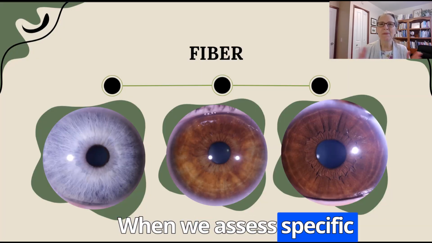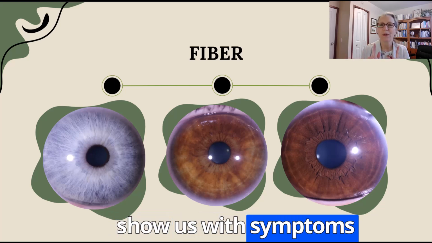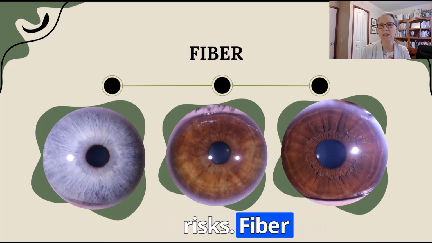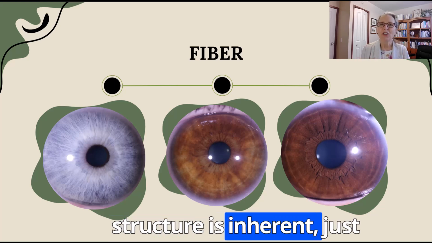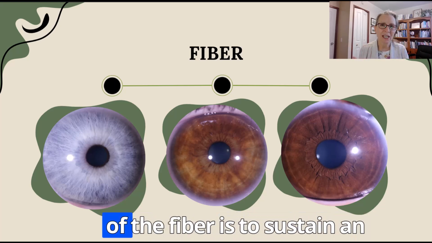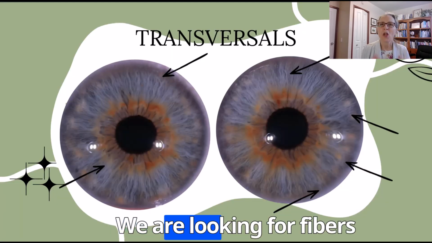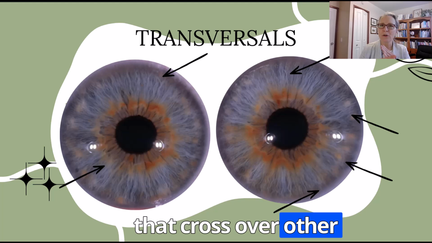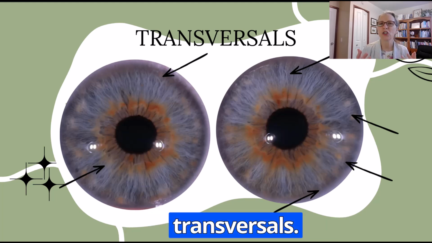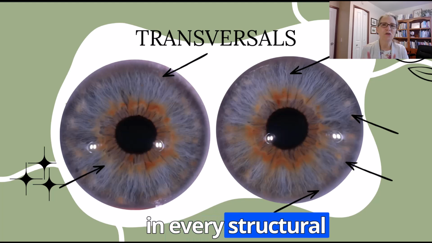When we assess specific fiber placement, we are correlating what the irides show us with symptoms and known familial risks. Fiber structure is inherent, just like your fingerprint. The only way to change the lay of the fibers is to sustain an injury to the iris. We are looking for fibers that cross over other fibers. These are called transversals.